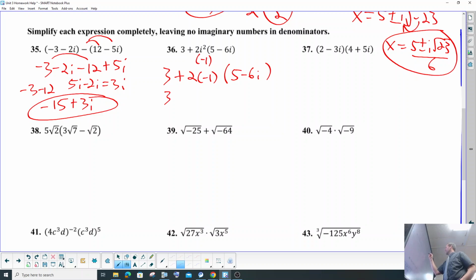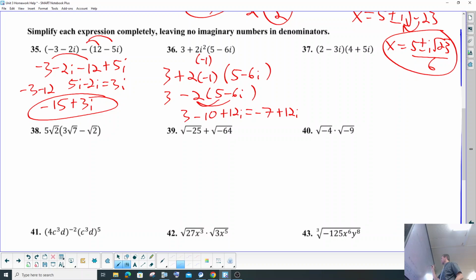So 3 minus 2 times 5 minus 6i. So negative 2 times 5 is a negative 10. And negative 2 times negative 6 is a positive 12i. So 3 minus 10 is negative 7 plus 12i. You got this. Ace this Unit 1 stuff on the final next time.